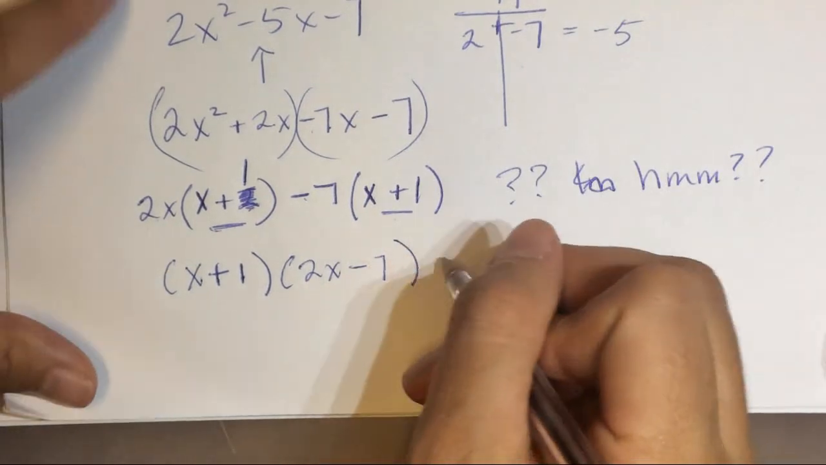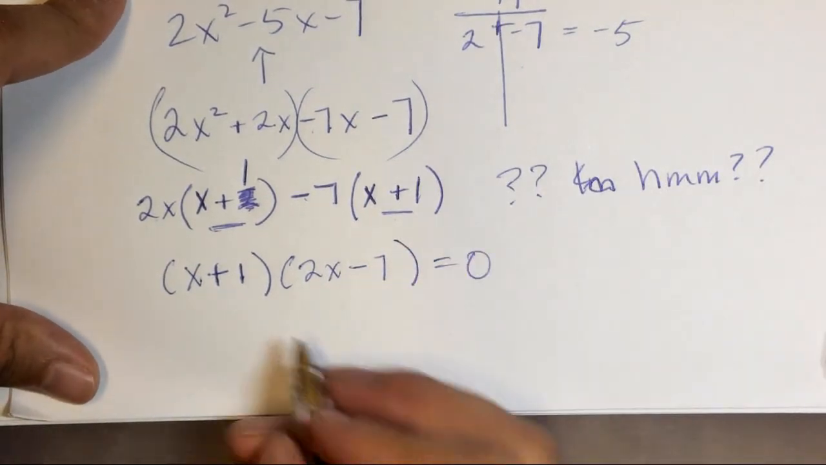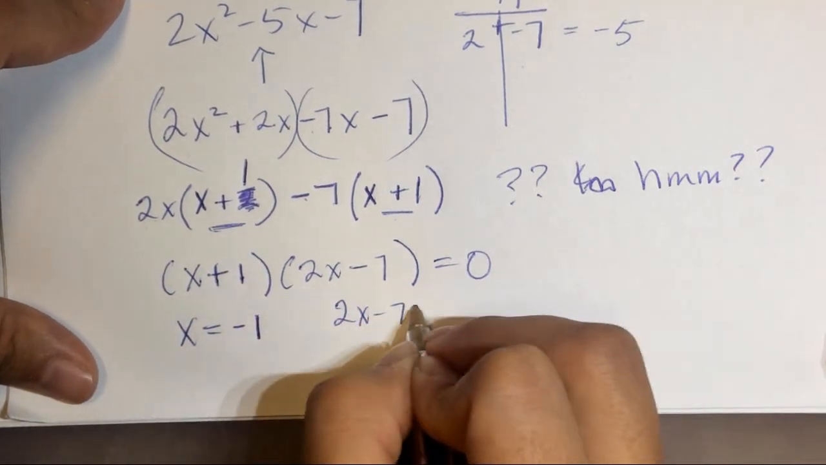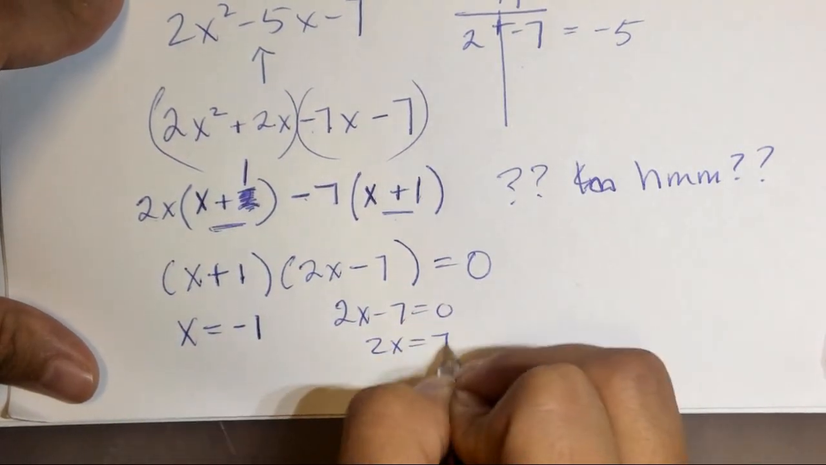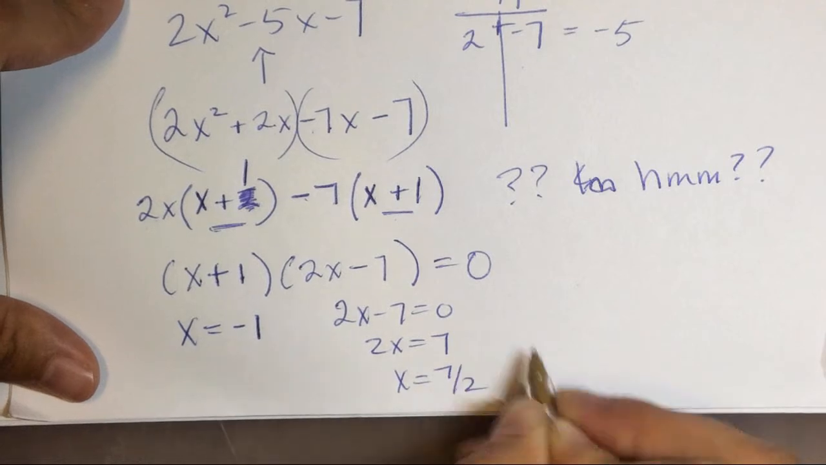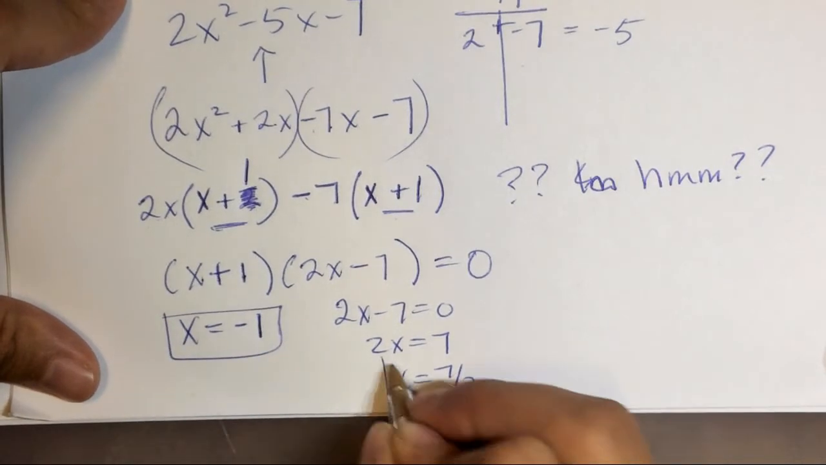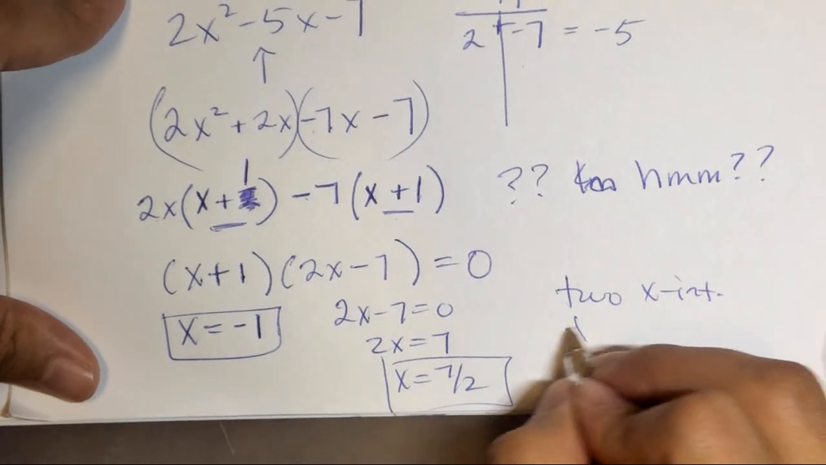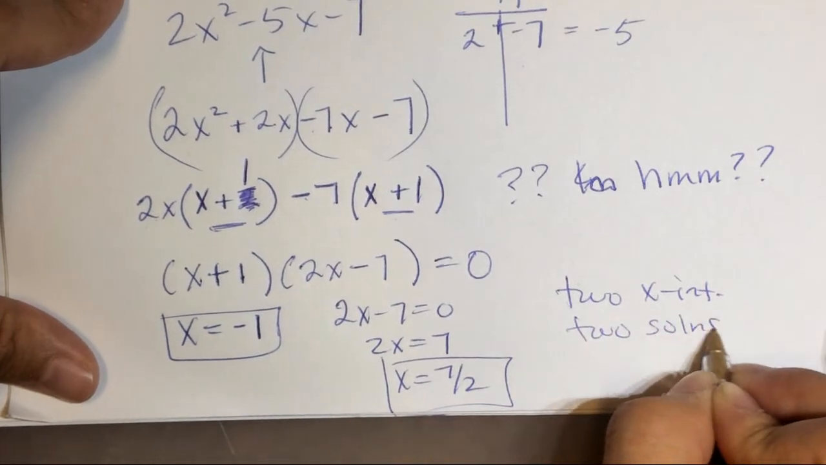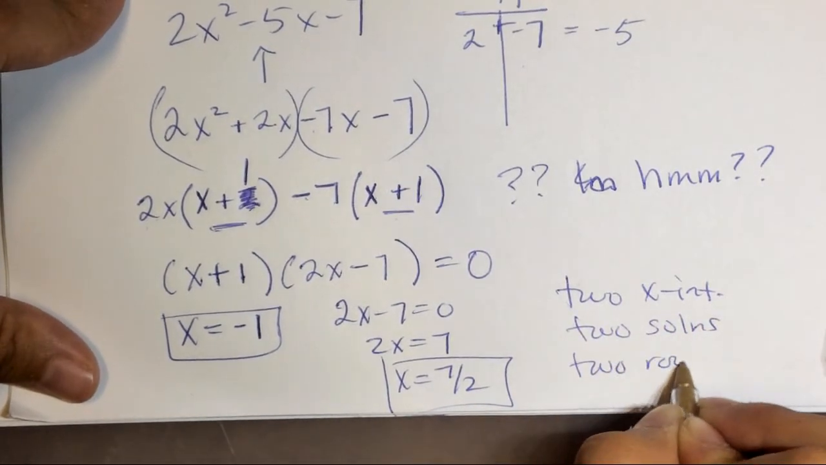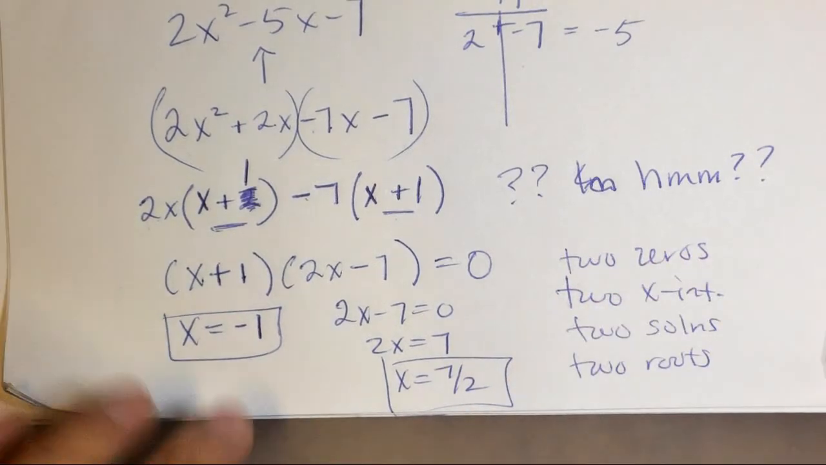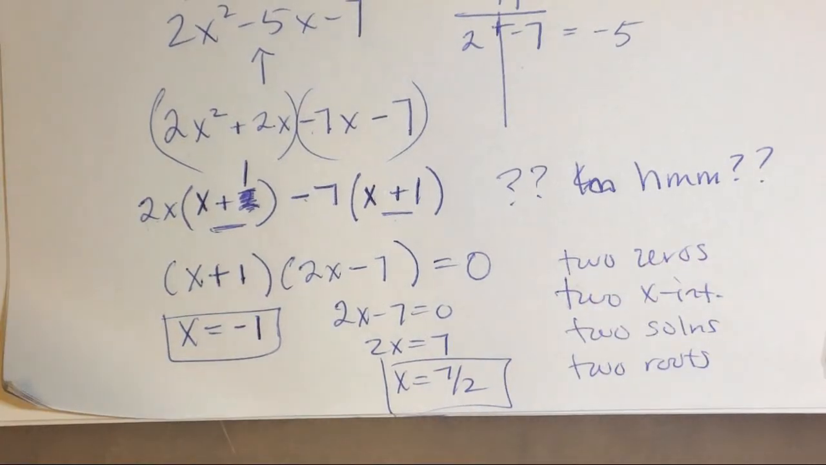So now I'm just going to solve, set it equal to 0. So x equals negative 1 here. 2x equals 7, x equals 7 halves here. So this answer has 2 x-intercepts, or 2 solutions, or 2 roots, or 2 zeros. Those are all the common names for x-intercepts.